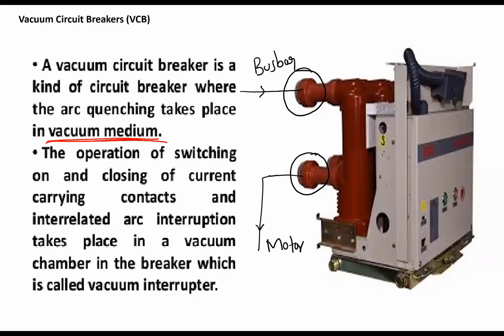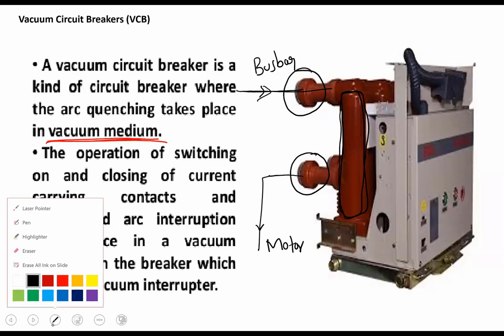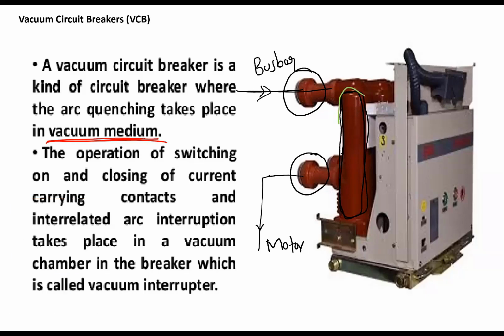See, these are the vacuum chambers. So supply is taken from the bus bar, and through this vacuum chamber, the fixed and moving contacts are present inside this vacuum chamber. In these vacuum chambers, the fixed and moving contacts are present. So once they close, the bus bar supply will be supplied through this one, and this is supplied to the motor.